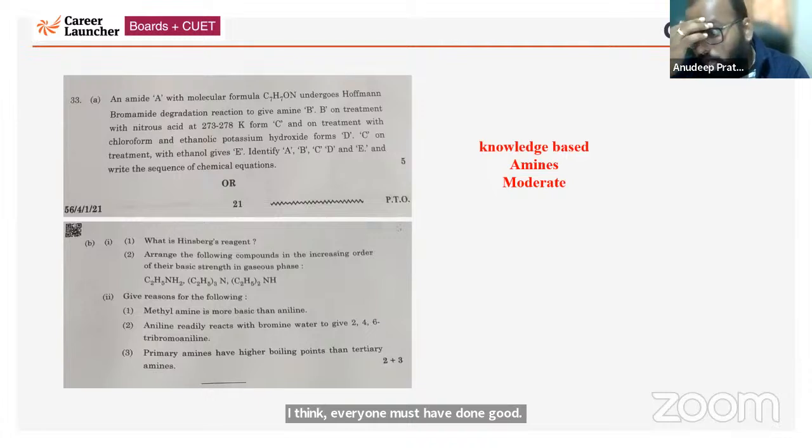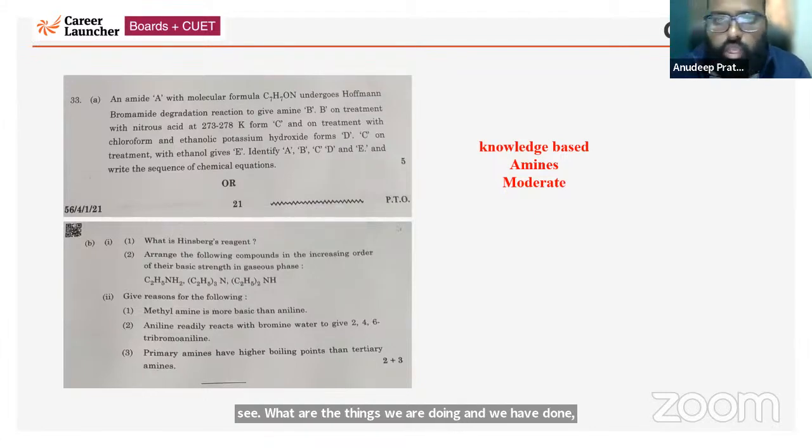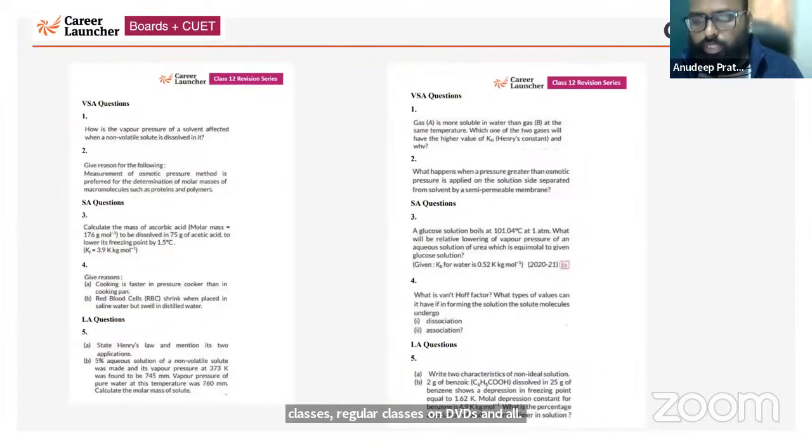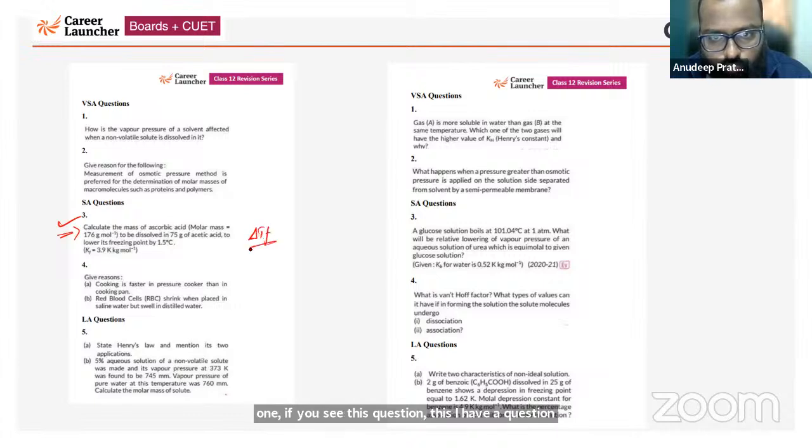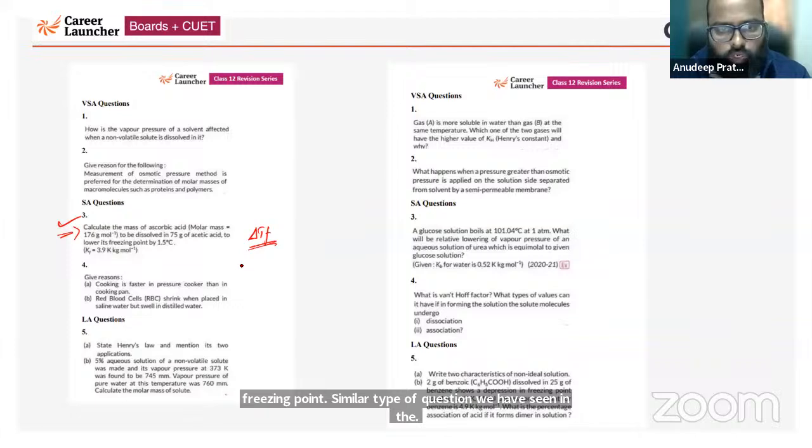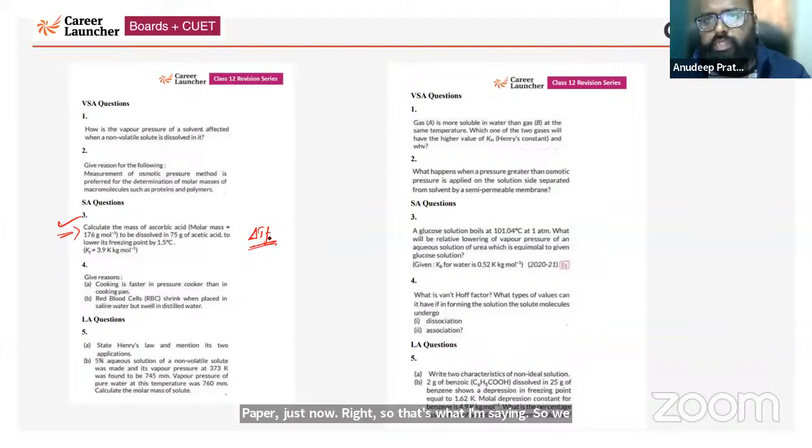So let us see how we have done similar questions in our regular classes and DPPs. Let me show you some DPPs and some PPT questions that we have done in our regular class. Look at this question. This type of question is directly based on delta T of freezing point depression. A similar type of question we have seen in the paper just now, right? So we have done almost similar questions in the classes and DPPs.